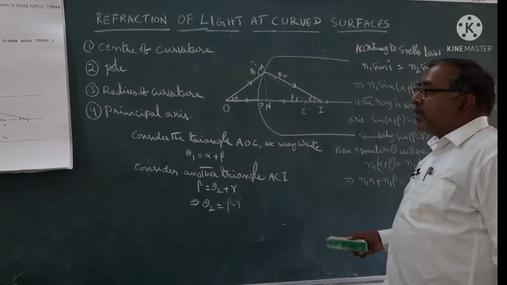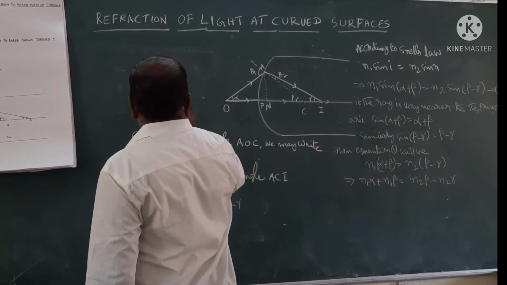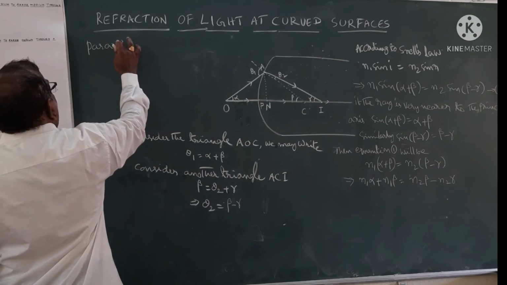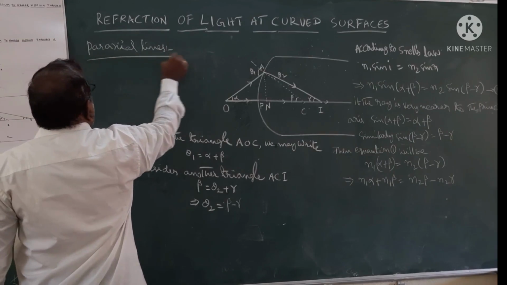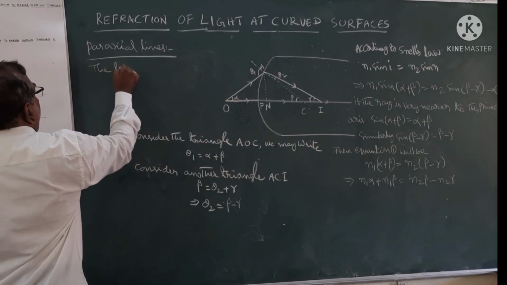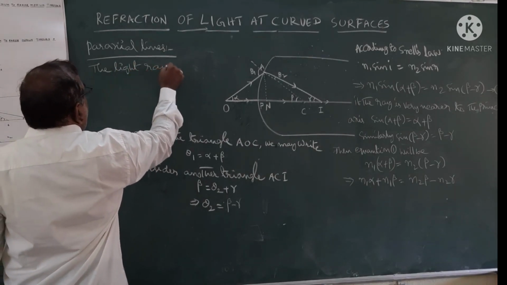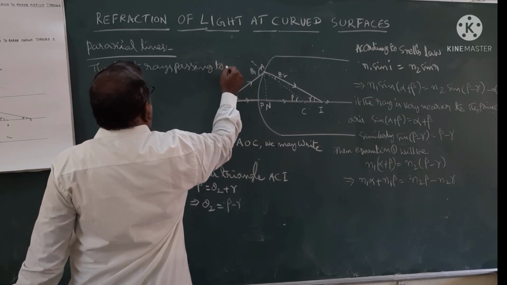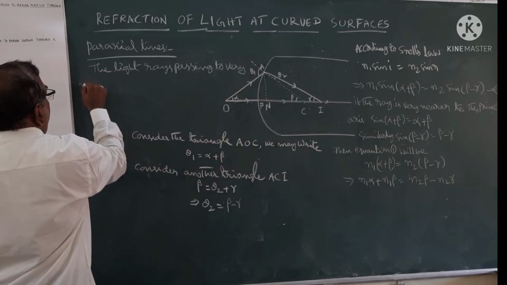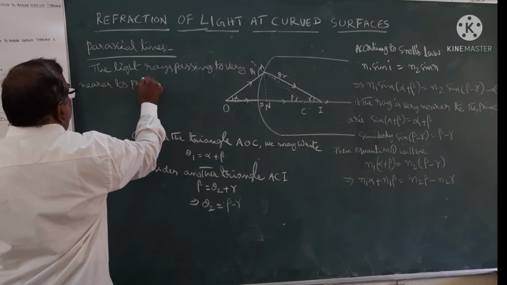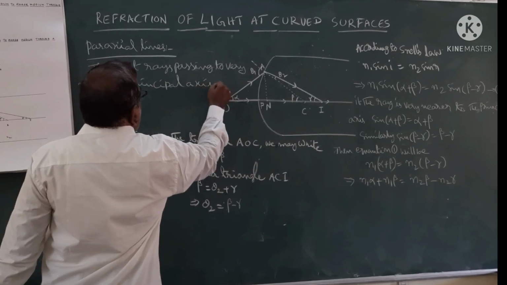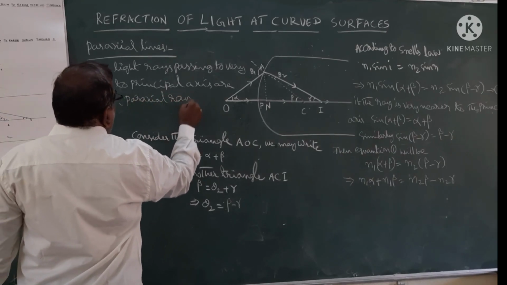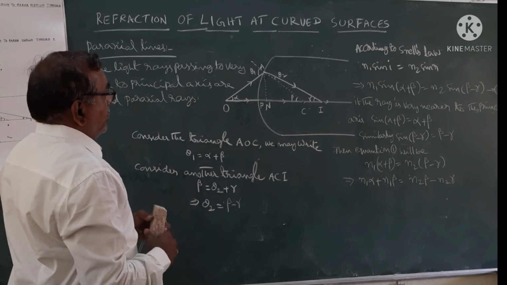Here a small definition: paraxial rays. The light rays passing or traveling very near to the principal axis are called paraxial rays. Right?